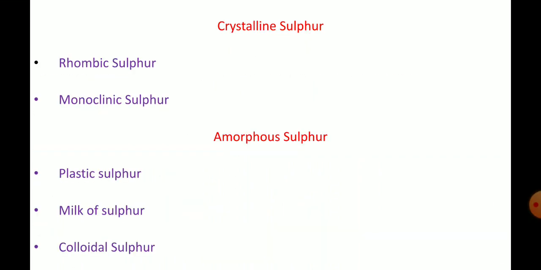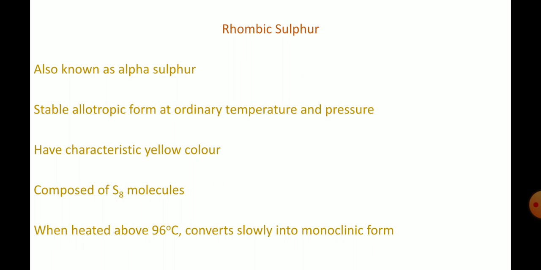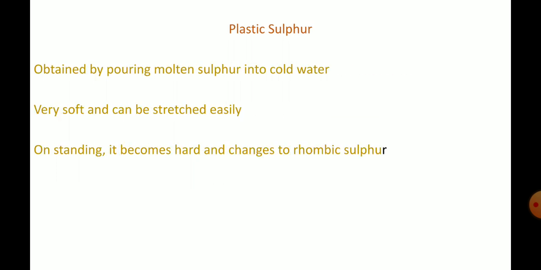So we have discussed the various allotropic forms. Those are rhombic sulfur, monoclinic sulfur and plastic sulfur.